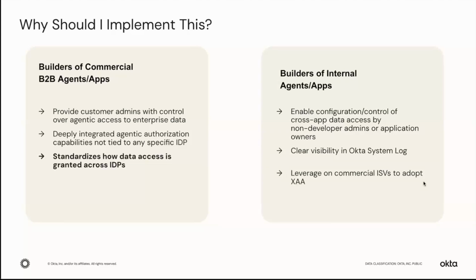Now, if you're building internal applications, so you're building your own internal applications with agents that are accessing data across different applications, and you control all of that, technically you don't really need cross-app access. You can implement those things with standard OIDC token exchange flows today and make it work because you control every piece of it. But by doing this with cross-app access, you are enabling an easier configuration and control of that access to a non-developer persona.